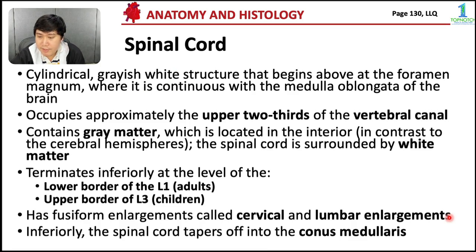Okay. Now, let's move on to your spinal cord. Your spinal cord is a cylindrical grayish-white structure and occupies only the upper 2/3 of the vertebral canal. So, there's a mismatch in the height or length of the canal and the length of the spinal cord. One point of questioning: inside, it contains gray matter, and it's surrounded by white matter. Gray matter inside, white matter outside, in contrast to your brain, which has gray matter outside and white matter inside.